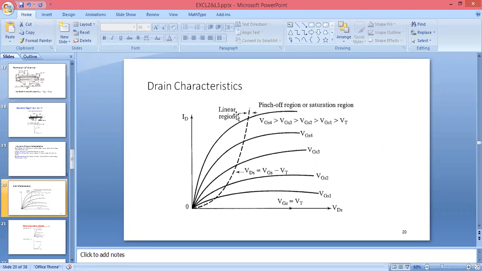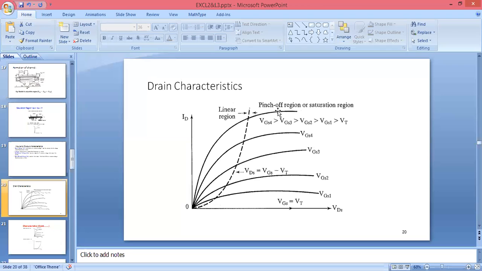We are giving VGS, but as well as we are giving small value of VDS. यहाँ पे हम क्या कर रहे थे? VDS भी apply कर रहे थे. When we are giving small value of VDS and we are giving VGS which is greater than threshold voltage, we are getting here value of ID current increases. But when value of VDS will reach VGS minus VDS will be greater than threshold voltage.